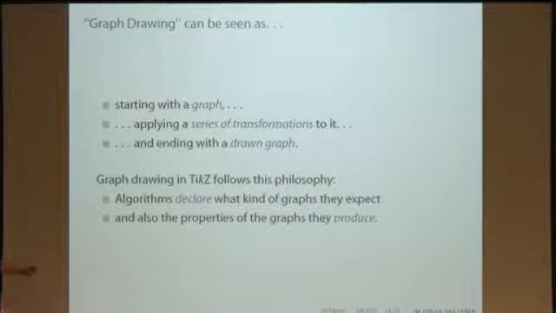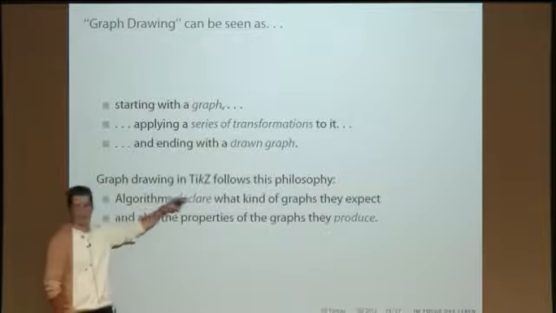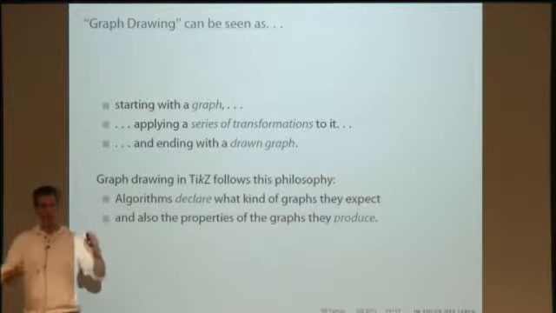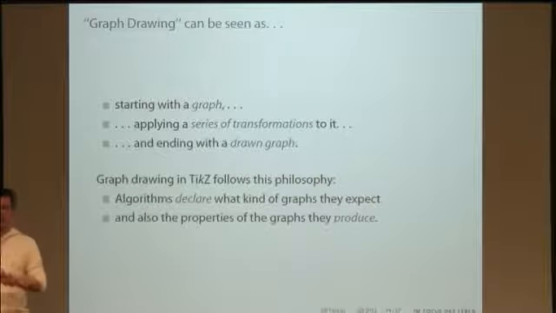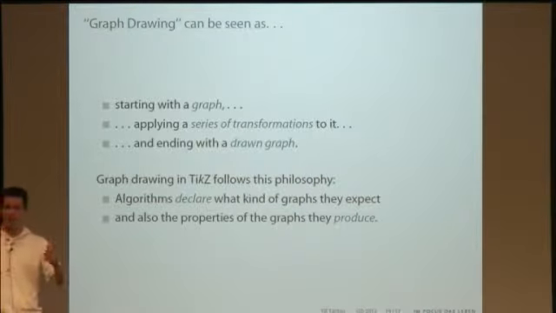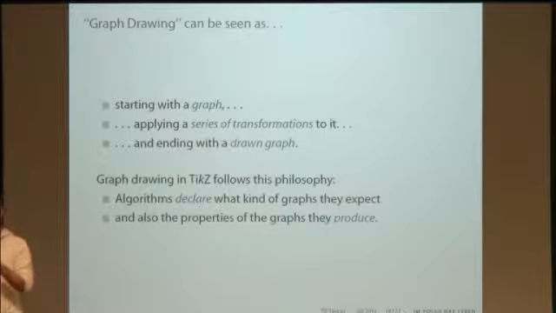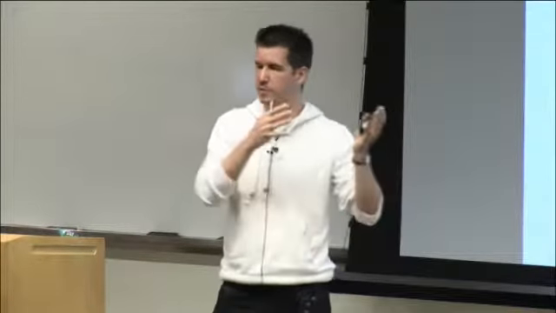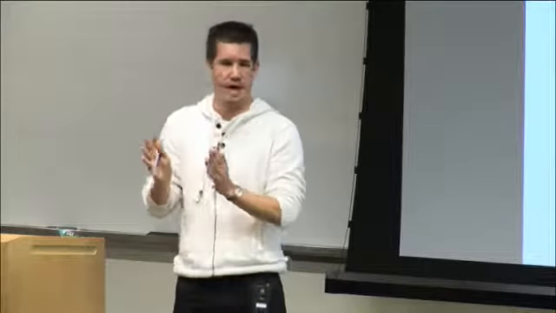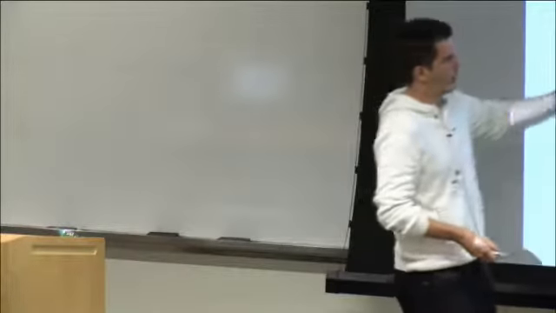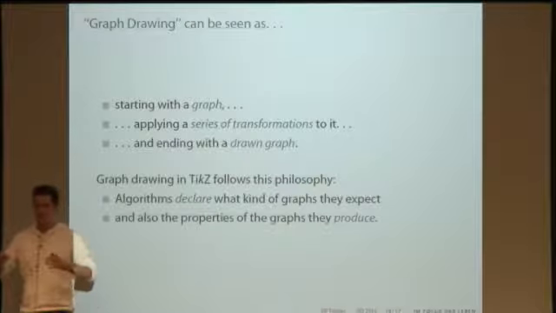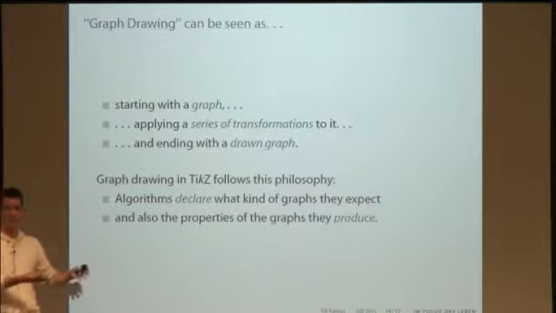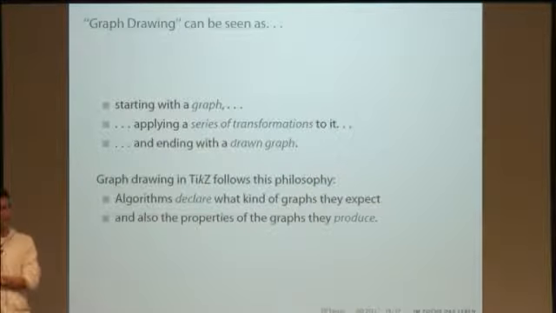And TikZ really follows this philosophy, because if you have a new algorithm, you declare, okay, my algorithm wants a tree. Now, if the input isn't a tree, then the framework is going to make sure it is. So if you feed in a clique, then a spanning tree will be computed, and the algorithm is only going to see that. Then it does something with it, and it can also say at the end, okay, now I'm done, but then the framework will continue to transform it further until we have the drawn graph.